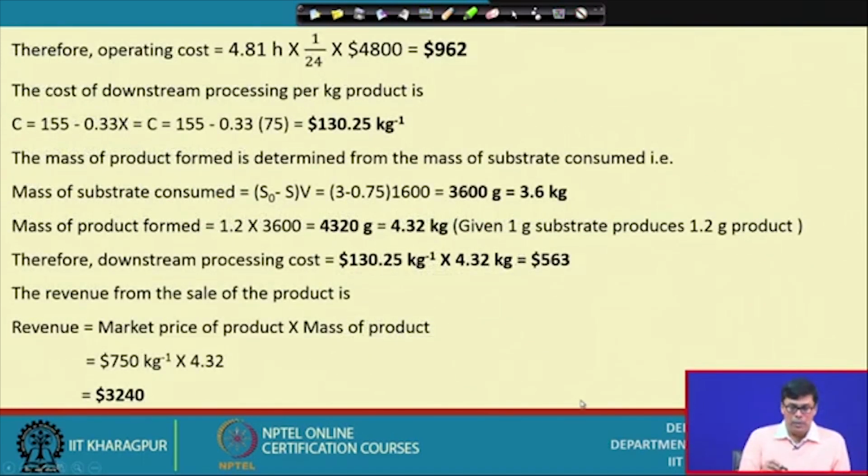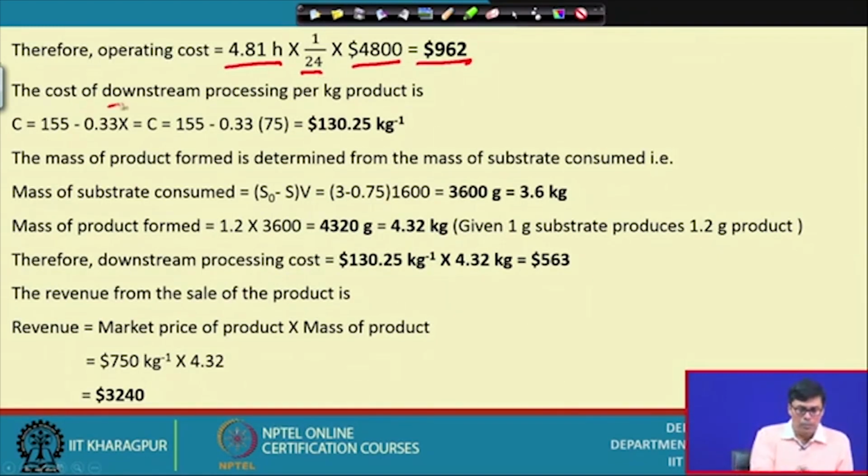Now, therefore, the operating cost will be what? Operating cost we can easily find out. How can you find it out? Per day. Am I right? So this per hour figure will be divided by 24, and you can find out that 962 is the operating cost per batch.